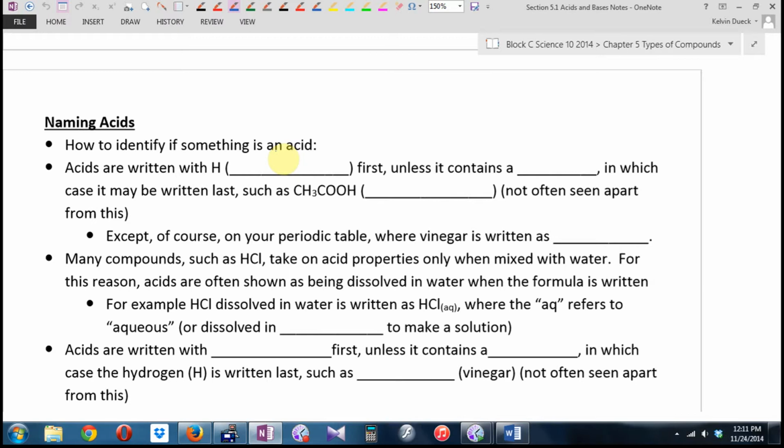First of all, how can you identify that something is an acid? At least this year, with one exception, acids are written with an H, hydrogen, first. Unless, and Courtney, like I've always told you, everything that I'm teaching you is wrong, so here's the exception to the rule that I just gave you.